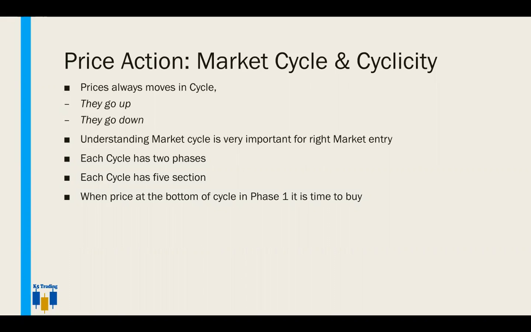So each cycle has two phases, phase 1 and phase 2. Each cycle has 5 sections. Some sections will help you, some sections where you can buy, some sections where you can sell, and some sections where you don't do anything, just wait for the market.